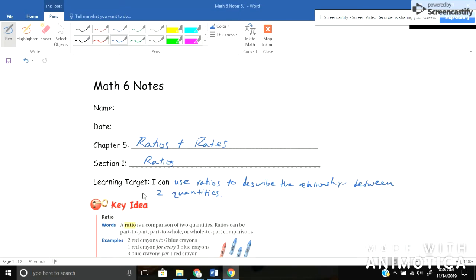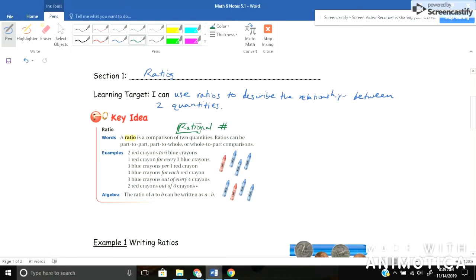A lot of times when students hear the word rational number, they get a little bit confused, and I remember it used to confuse me too, but look at the base word here is ratio. So we're going to look at what a ratio is and all the different ways that we can write ratios. Let's start off by defining what a ratio is, and that is it's a comparison of two quantities.